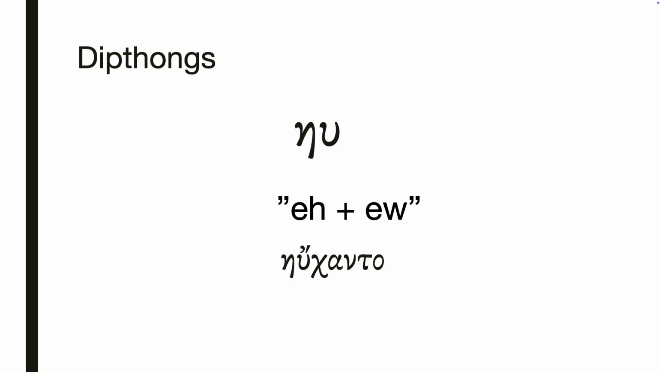And finally, our last diphthong is the combination of eta and upsilon, which actually get pronounced just slightly apart from one another as eu, but in very quick succession. Eu, euxanta. One more time. Eu, euxanta.